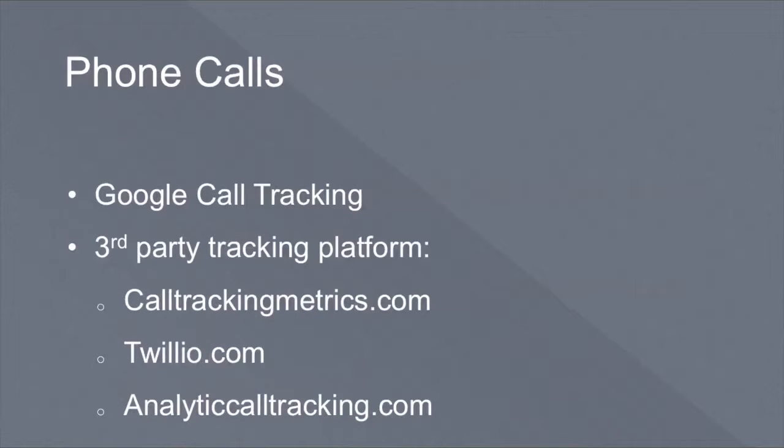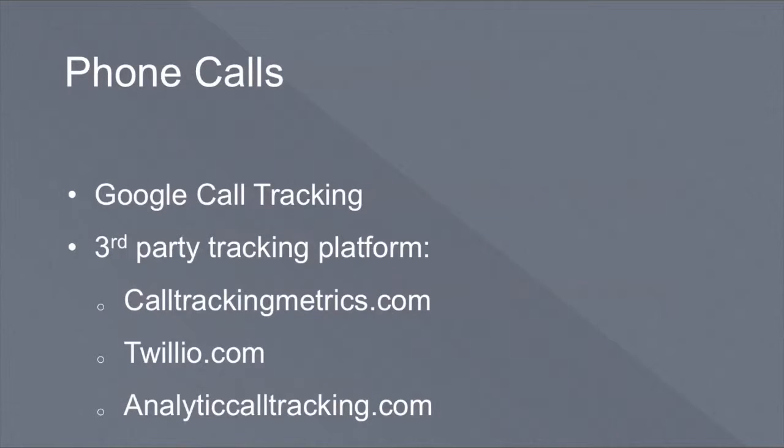When it comes to phone calls, there are a number of options available. Google provide their own. So if you're running Google Ads, you can check a box when you create an ad that will allow you to use a Google tracking phone number. That means that you will be able to identify the ad and the time of day that a call was made from your ad to your business.